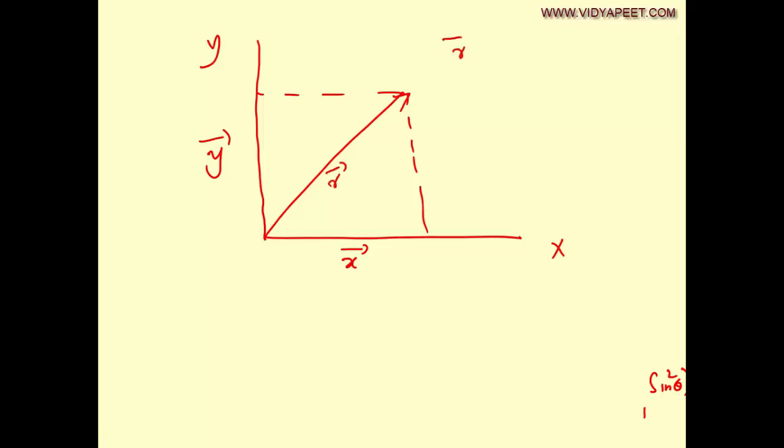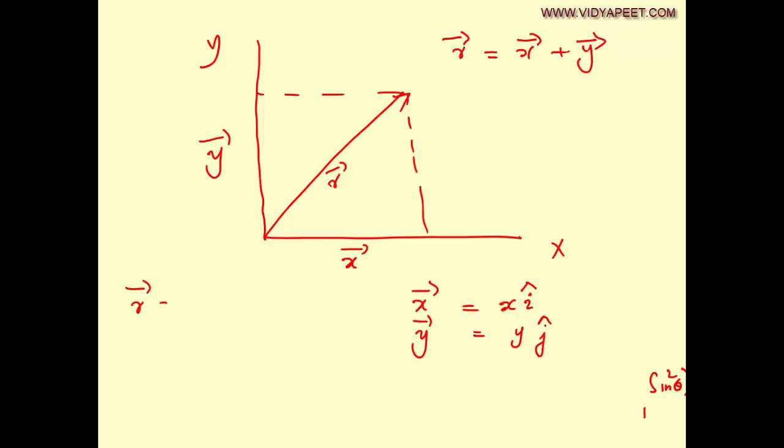And I can write vector r equal to vector x plus vector y. For a convenient notation, I am splitting this vector x as its modulus multiplied by one unit vector. I call that unit vector i along the x axis. It simply separates its magnitude and the direction. So i indicates that it's a unit vector, so it has a magnitude 1. Even if I multiply x by 1, it is not going to change its magnitude. So I am writing it as x into i and y as y into j.